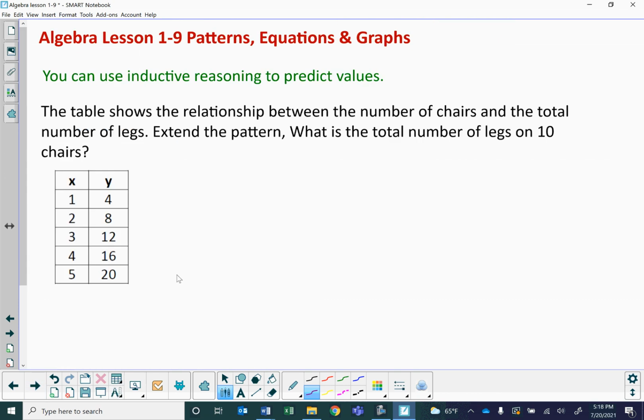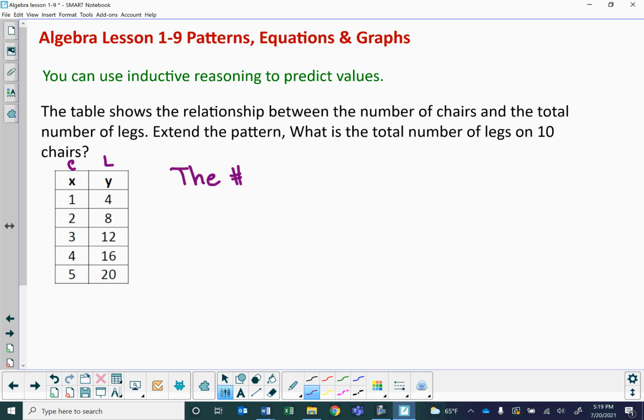It says you can use inductive reasoning to do some predictions. So we're going to use some inductive reasoning here. It says the table shows a relationship between the number of chairs and the total number of legs. Extend the pattern. What is the total number of legs on 10 chairs? Well, X is the number of chairs and Y is the number of legs. So if I have one chair, I have 4 legs. If I have 2 chairs, I have 8 legs. 3 chairs, 12 legs. 4 chairs, 16 legs. 5 chairs, 20 legs. It looks like the number of legs is always 4 times the number of chairs.